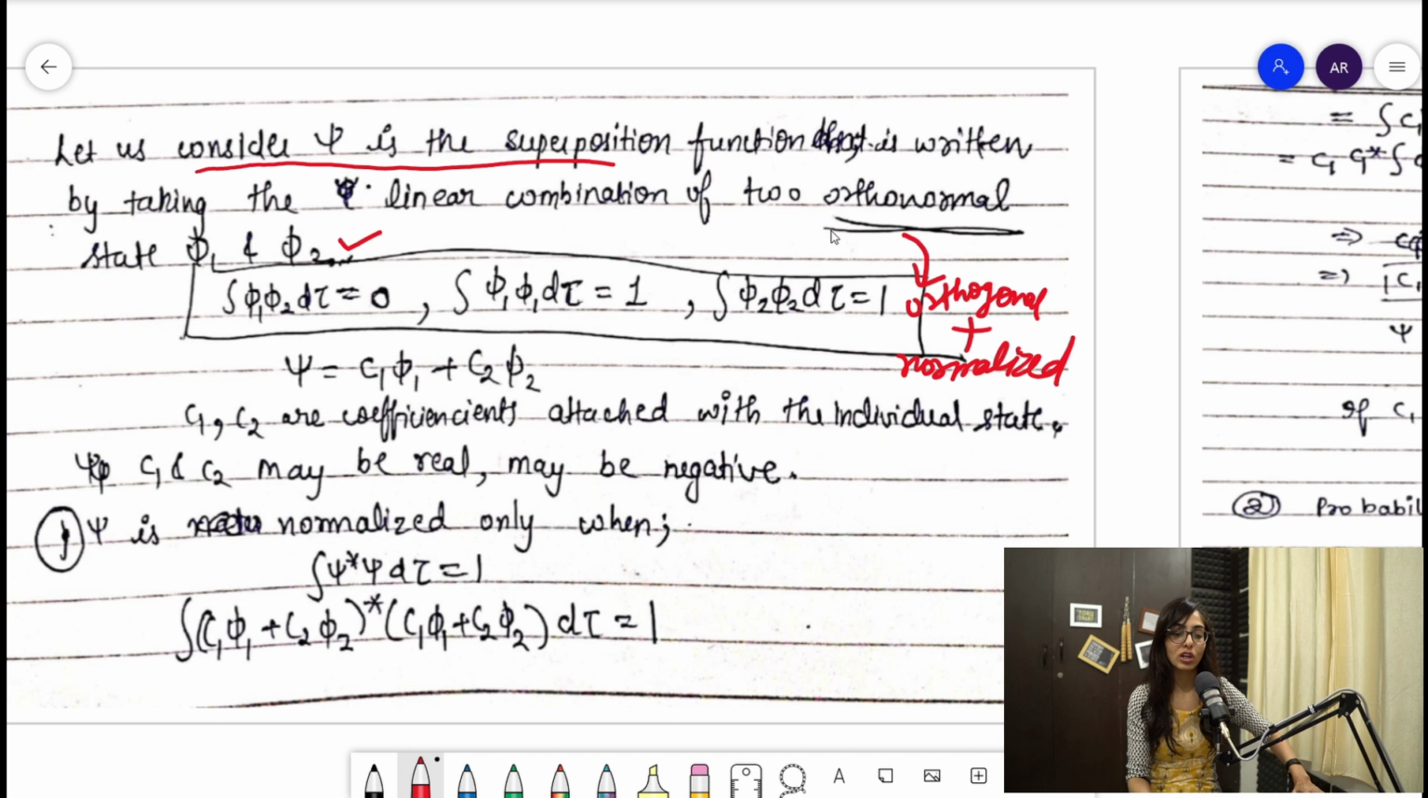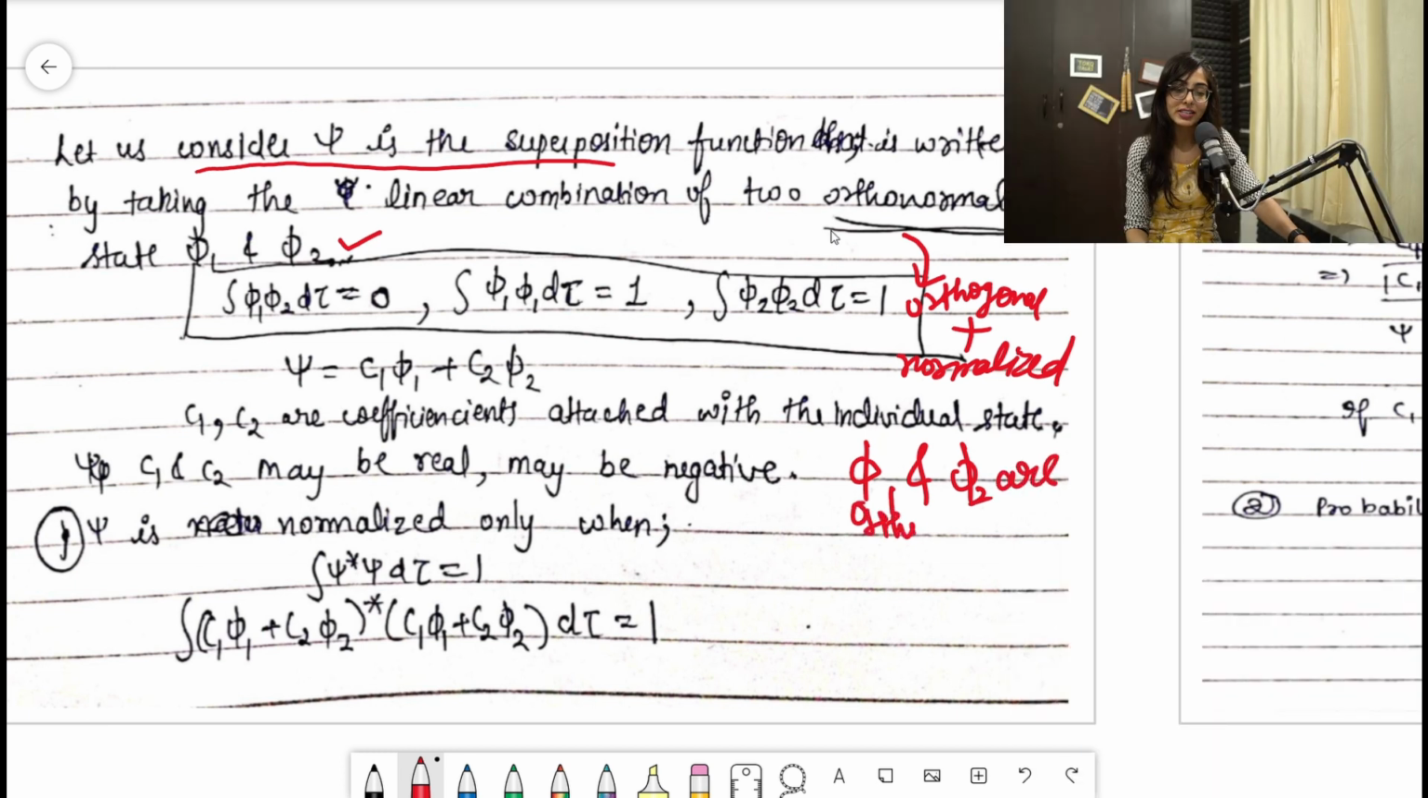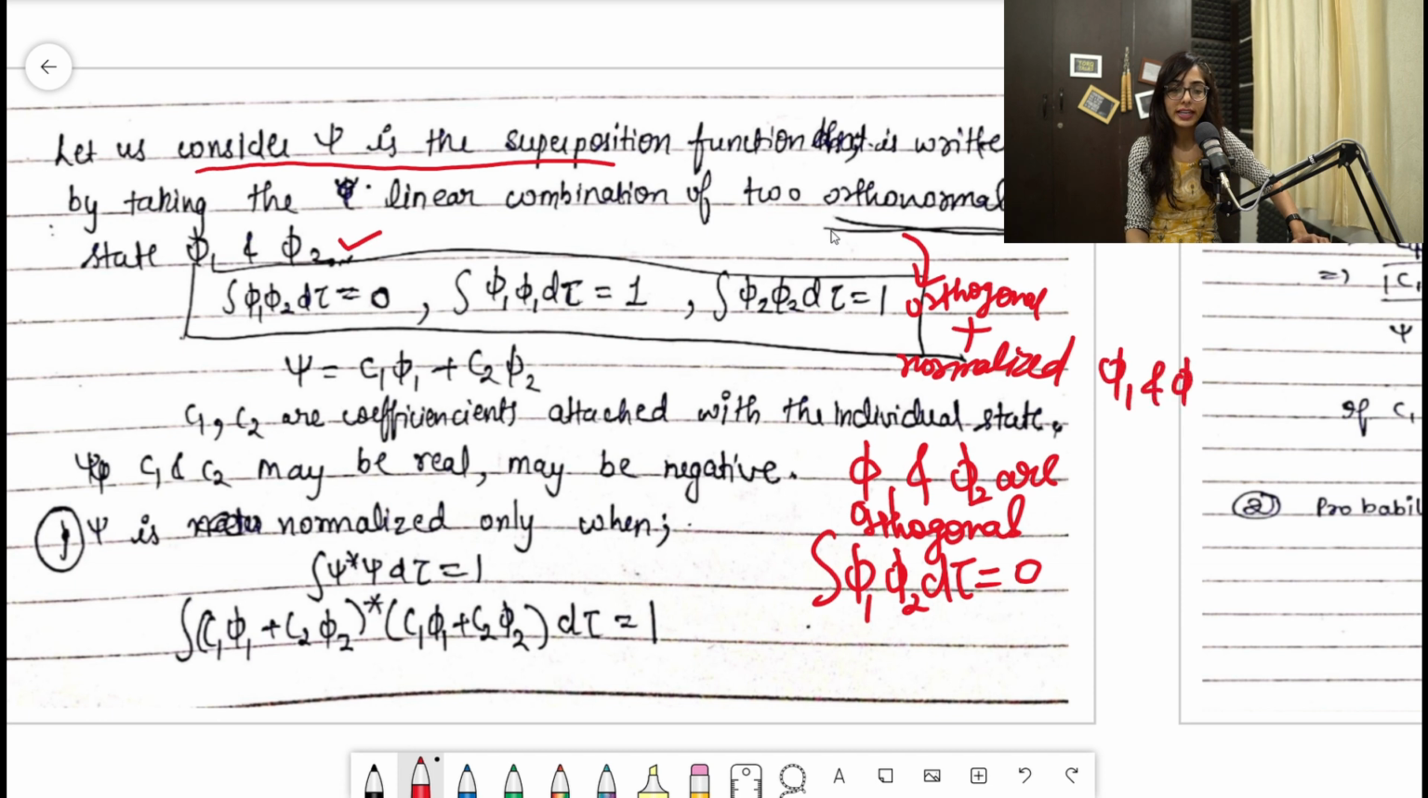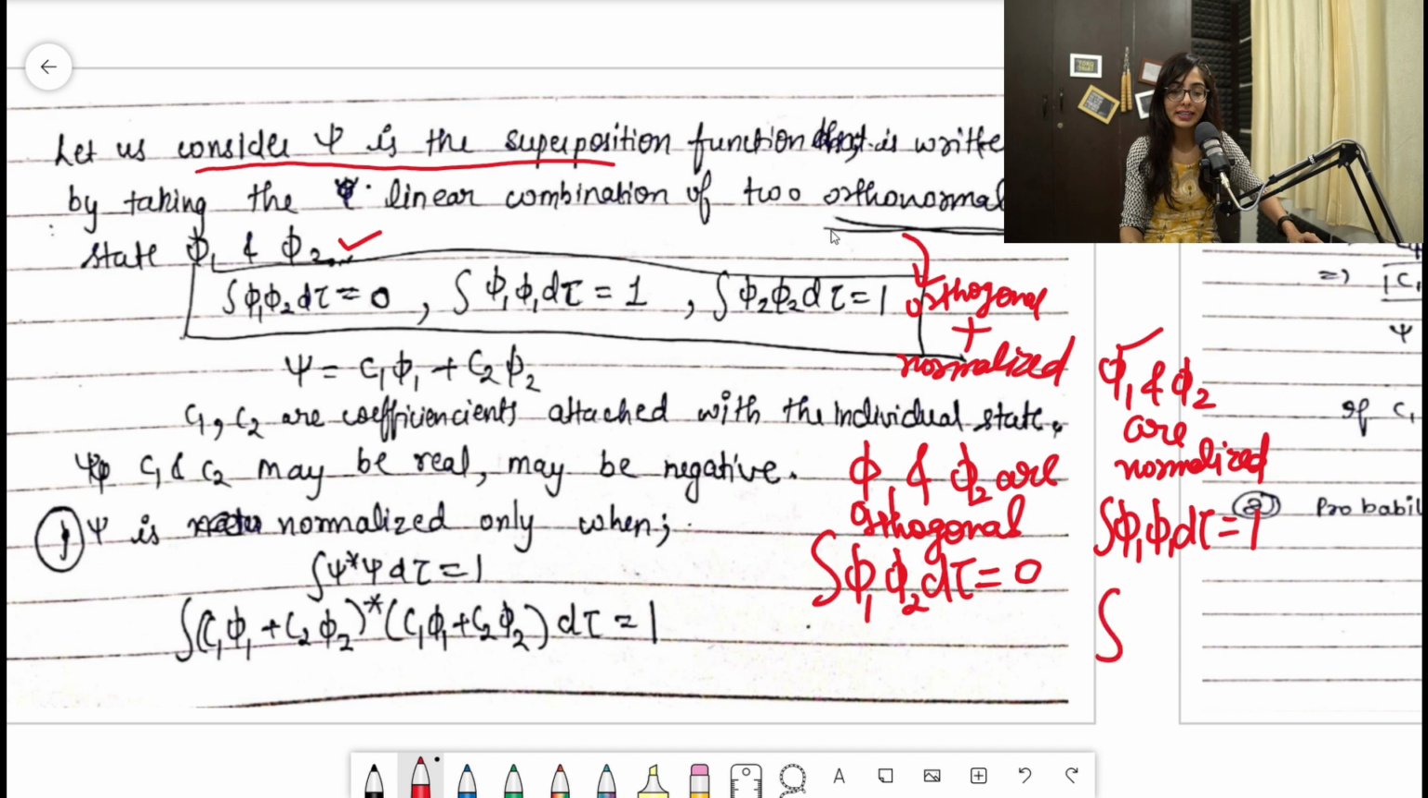So what is the meaning of orthogonal? Suppose someone is saying that phi1 and phi2 are two states and they are orthogonal, so that means their integration like this, phi1 phi2 d tau, will be 0. If someone is saying they are normalized, then the integration of phi1 with itself, phi1 squared d tau, is equal to 1, and the integration of the other one with itself would also be 1.